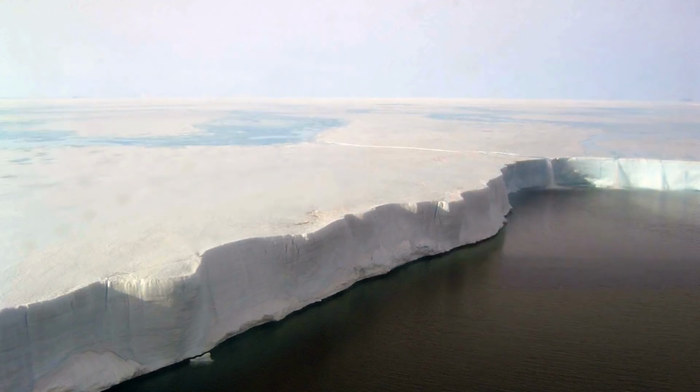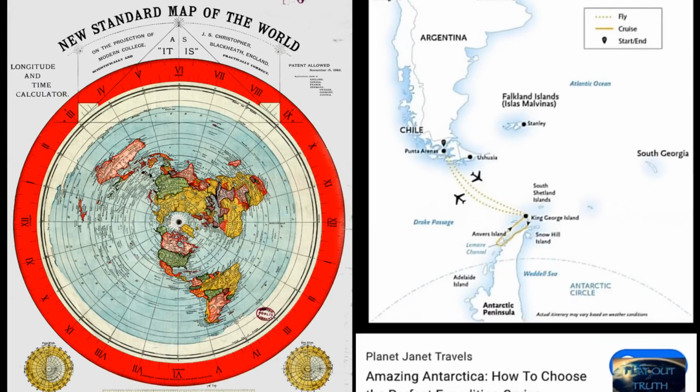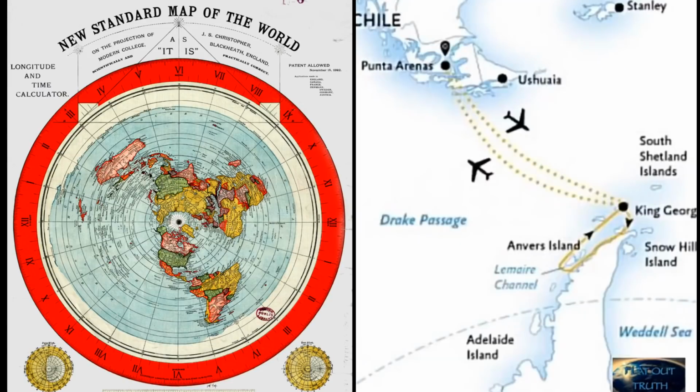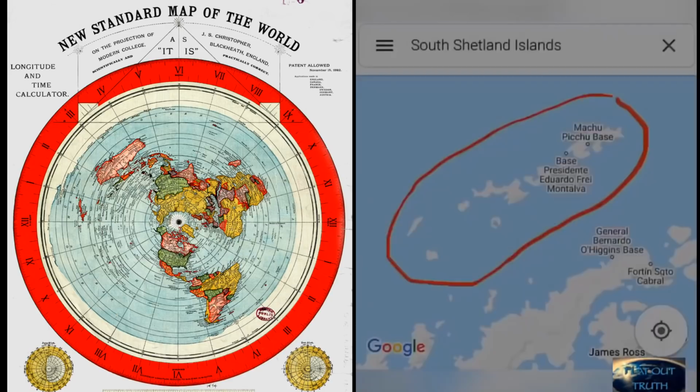Okay, here we have the flight and cruise route for a tour to Antarctica from Planet Janet Travels. Let me zoom in on that a little better where you can see it. There we go. Now let's switch over to this map of the route so you can see the names. It leaves out of Cape Horn, goes past the South Shetland Islands along the Antarctic tail, and then back up.